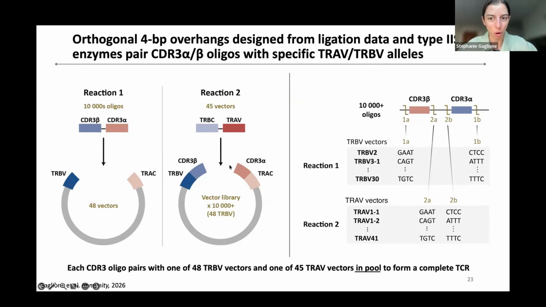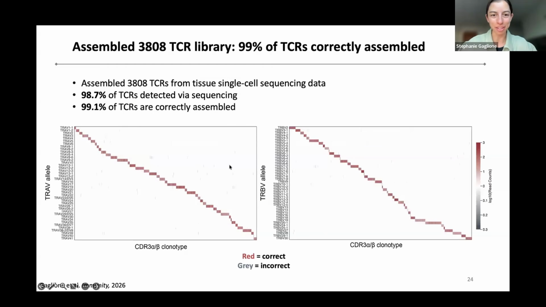We initially set a goal internally that if we could get something like 70% of the TCRs correctly assembled, then we would be happy. But we ended up with something a little better than that. Here, what I'm showing on the y-axis are all of the alpha and all of the beta alleles, and on the x-axis, the 3,800 TCRs. We are showing in red that we had correct pairing and in gray incorrect pairing.